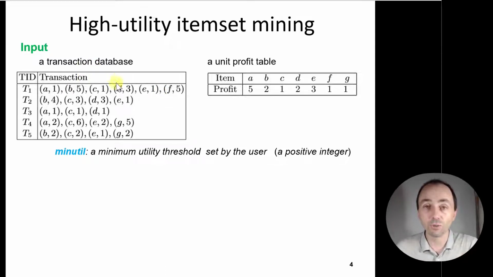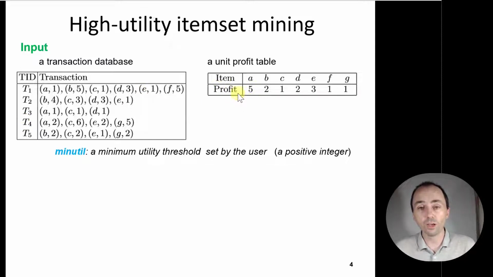So here we have a transaction database. Let me explain this part first. The transaction database has 5 transactions from some customers. The first customer bought one apple, A1, 5 B, 5 bread, 1 cake, 3 dates, 1 egg, and 5 fishes. So we have other transactions like this. They could be from the same customer. Let's say the same customer buys different products every time they go to the store.